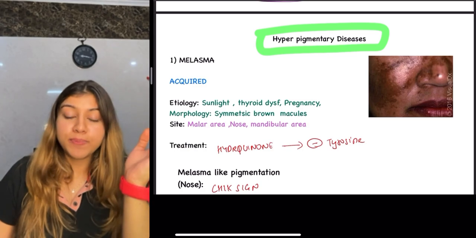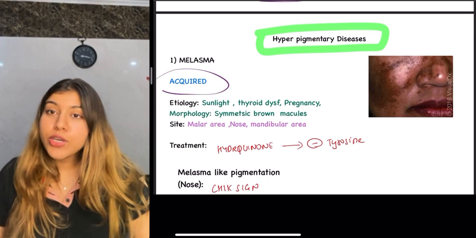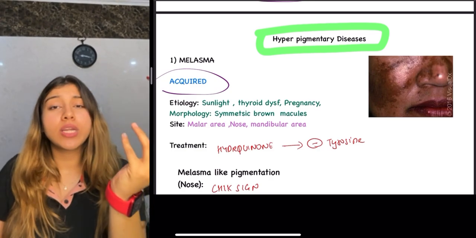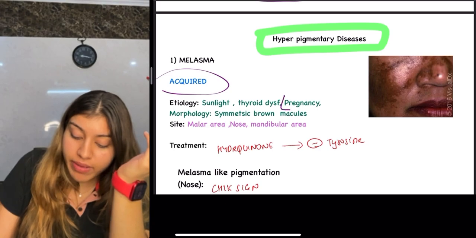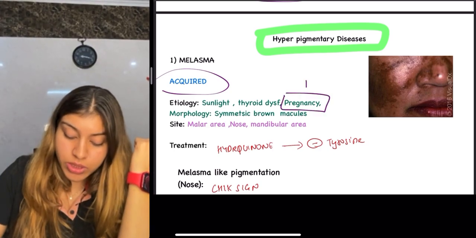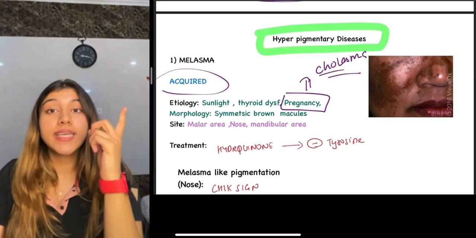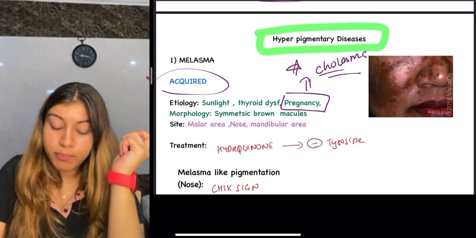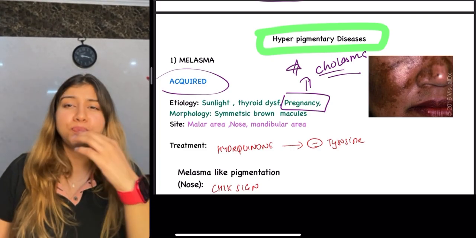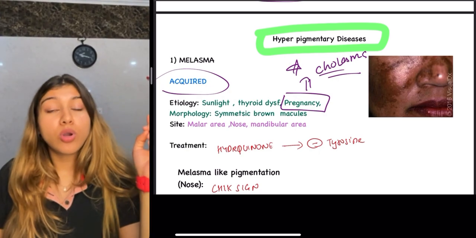So melasma, guys, it is acquired. What is the etiology, guys? Sunlight, constantly being under the sun, thyroid dysfunction, pregnancy. Guys, very important PYQ. What is melasma in pregnancy called as, guys? It is called chloasma. Very important. You will not call it melasma when a pregnant lady comes with these hyperpigmented lesions over the malar areas. In fact, you will call it chloasma.